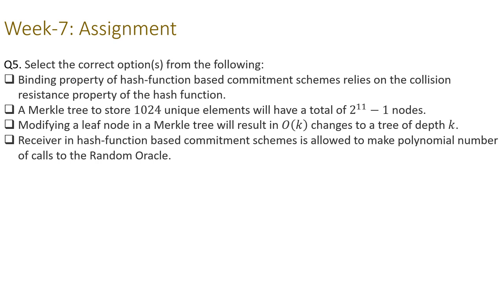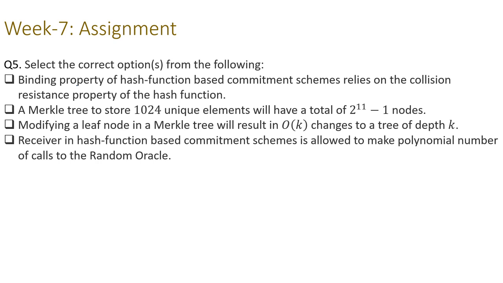Relies on, okay, the binding property, I think it just relies on the collision resistance property of the hash function. For the hiding property, apart from collision resistance, we need the hash function to be modeled as a random oracle. But for the binding property, it should suffice to rely on the collision resistance property of the hash function. So the first statement is correct.